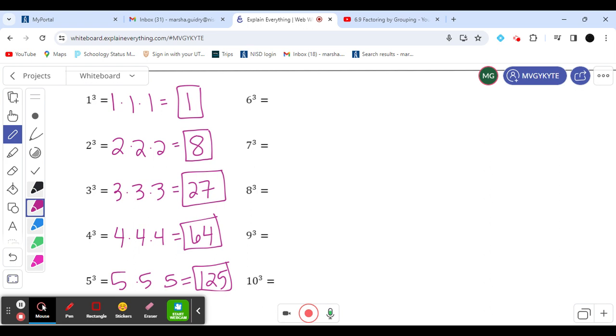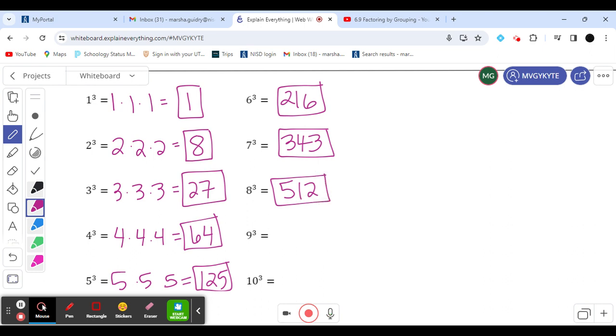So let's keep going. What is 6 to the third power? That is 216. So 216 is a perfect cube. 7 to the third power is 343. So that 343 is a perfect cube. 8 to the third power gives us 512. So 512 is a perfect cube. 9 to the third power is 729. So that is a perfect cube. And then 10 to the third power is 1,000. So 1,000 is a perfect cube.